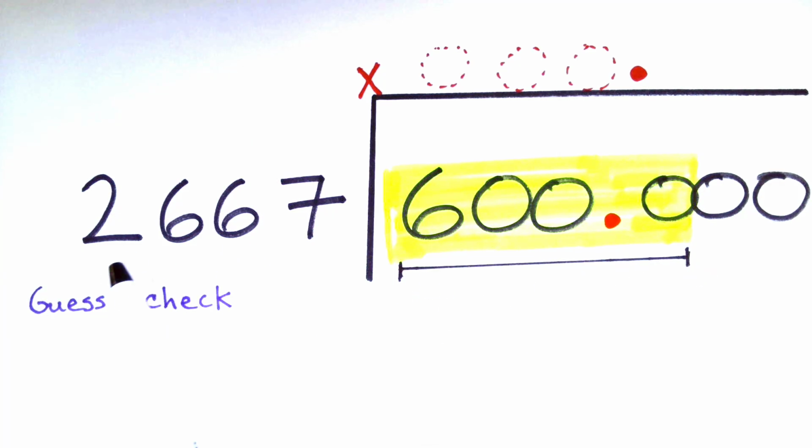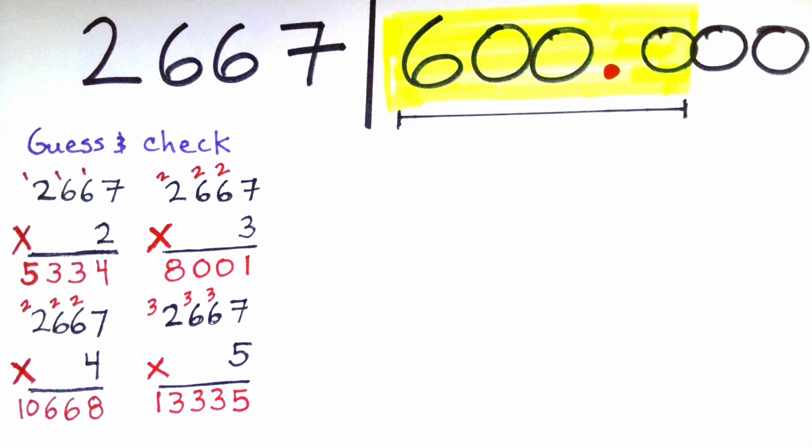What number times 2,667 will get me closest to 6,000 without going over? Let me show you. We're going to try a little guess and check. If you've never seen this before, I'm going to take a few moments to show you what this guess and check is all about. In the guess and check mode, I'm going to take 2,667 and start multiplying it times 2, times 3, times 4, times 5, times whatever until I can find a product, the answer to a multiplication problem, that gets me closest to 6,000. That's our target.